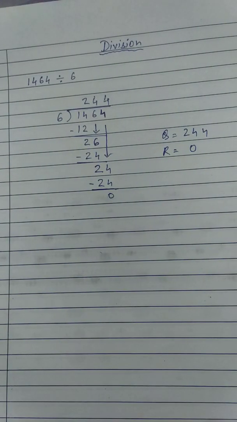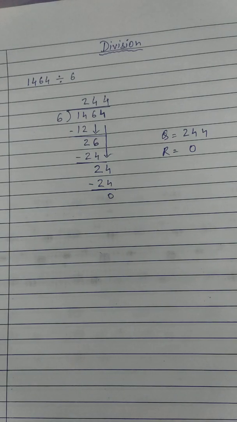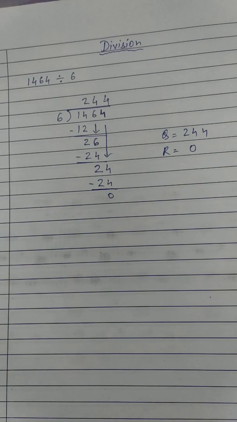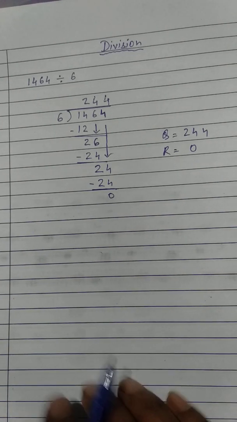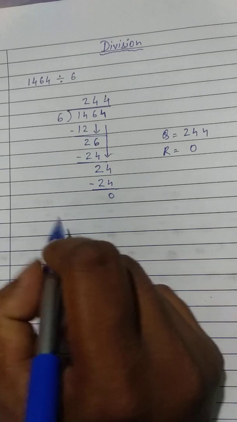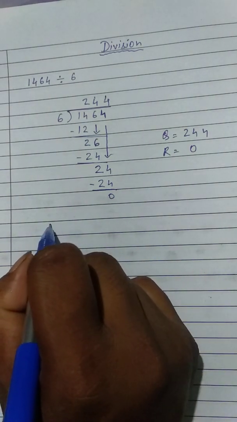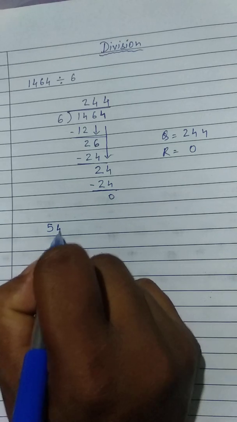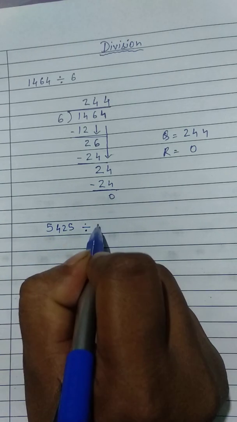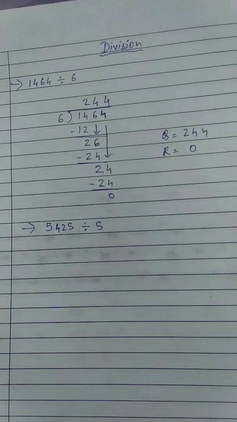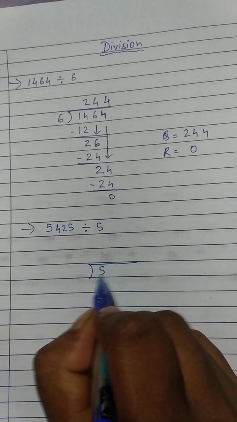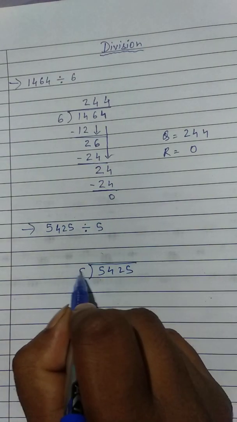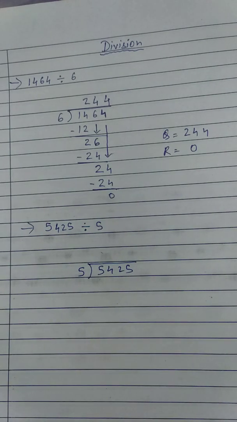Okay. Next example I will show you. Next example, 5425 divided by 5. So let's start this one. We have to divide 5425 by 5. So we have to start from the left hand.